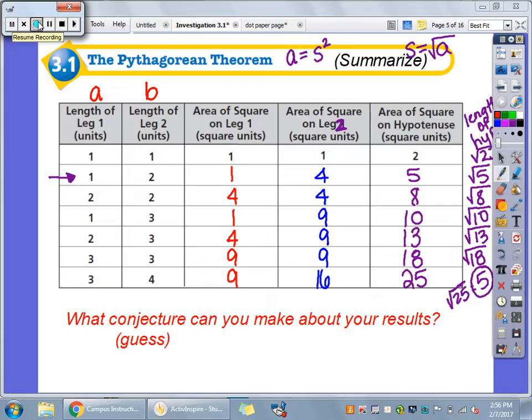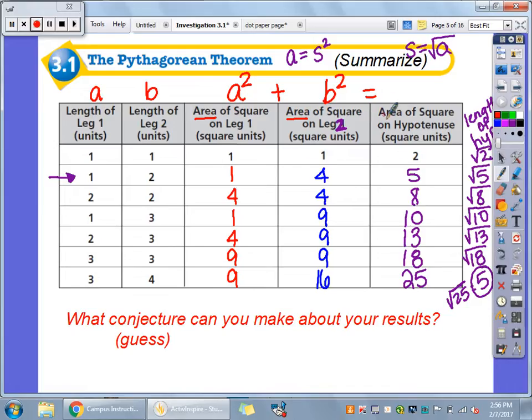Okay, so all you had to do is square this one to get this one, square this one to get this one. So really what this column is a squared, and what this column is b squared. And then in order to get this last column, all we had to do was just add these together. So 1 plus 1 is 2, 1 plus 4 is 5, 4 plus 4 is 8, 1 plus 9 is 10, 4 plus 9, etc. You get the idea. So if we add these two together, we get this column over here. And now, because this is area, it needs to be squared. So you notice that it's a squared because it's the area. It's b squared because it's the area.